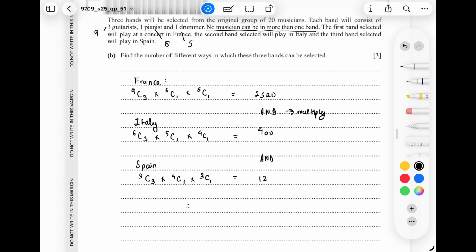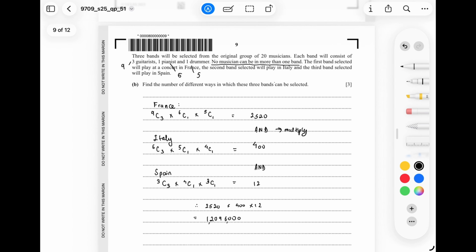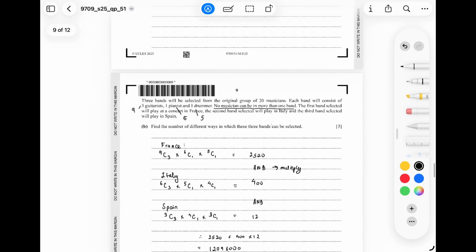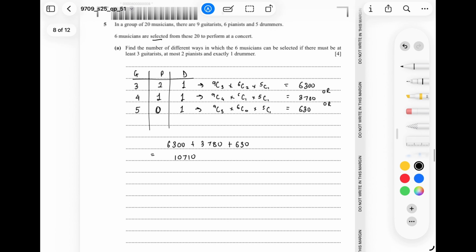That's the only thing you have to realize for this question. You do 2520 times 400 times 12. You're going to get a really huge value. You might think it's wrong, but you're actually right. So this is the final answer. Wait, there's one more zero. 1, 2, yeah. This is like a million, bro. That's a really huge number. Okay, so this is it for question 5.